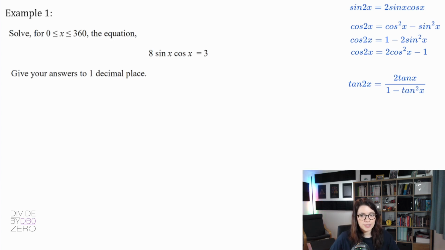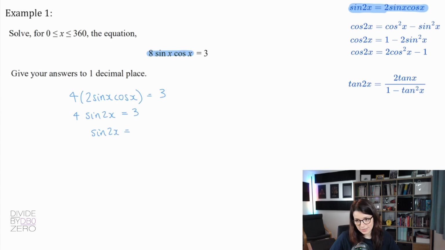Now looking at this equation, it looks suspiciously like sine 2x equals 2 sin x cos x. If you didn't see that straight away, that's fine. With more practice, you will. In fact, 8 sin x cos x can just be written as 4 brackets 2 sin x cos x equals 3. That means we've got 4 lots of sine 2x equal to 3. Rearrange this, we get sine 2x is 3/4. And we can solve this for 2x.